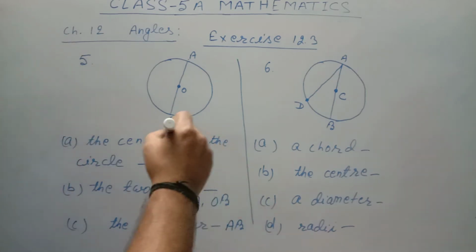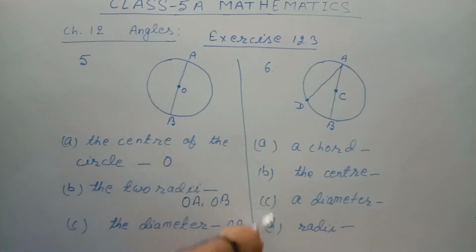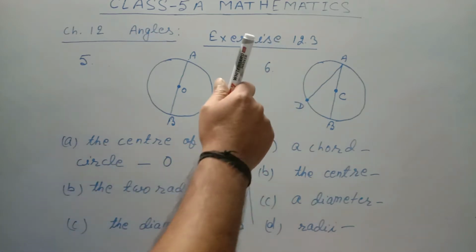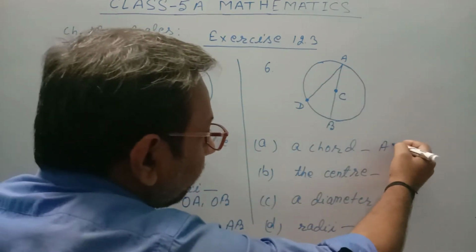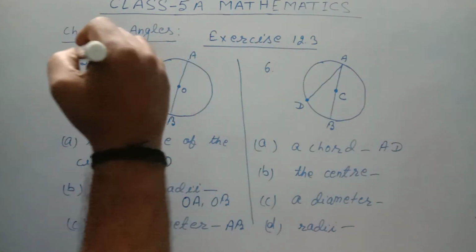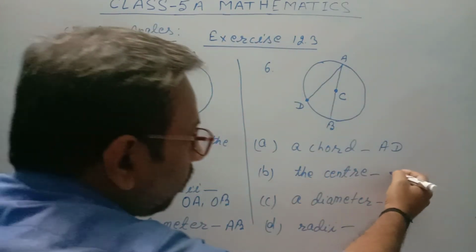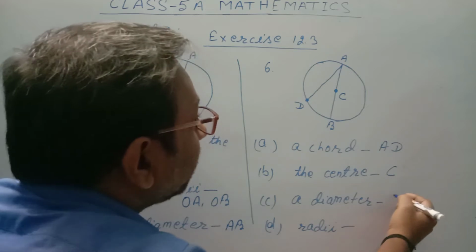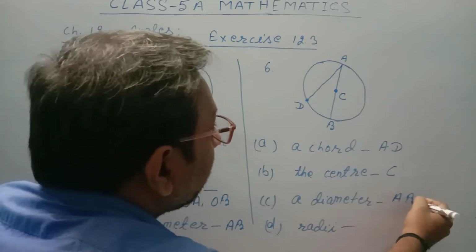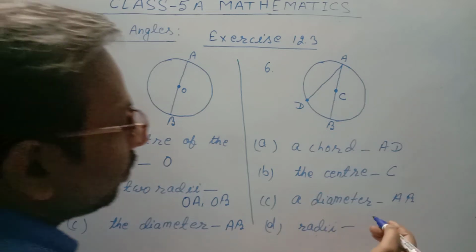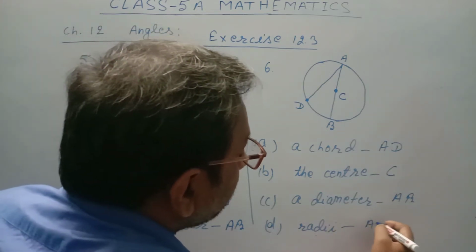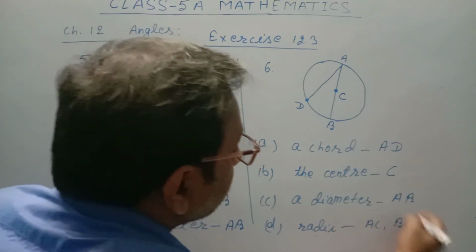Similarly, in question number 6, these 4 questions are asked based on this figure. A chord, this AD is the chord, and the center is C, diameter AB is the diameter, and radii, you see, in this plural form, so we will write 2 radii, AC and BC.